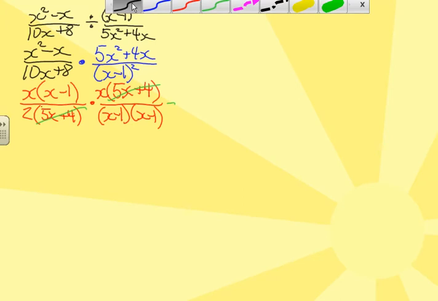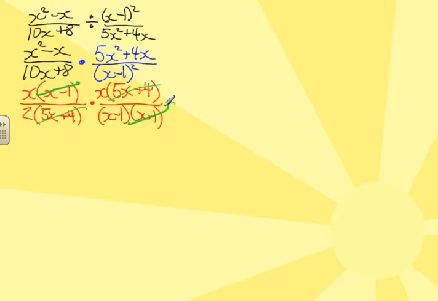Oh, wait a minute, I can cancel something out. I got an x minus 1 here on the top, and I can take one of the x minus 1s off the bottom. Not both, because I've only got one on the top, so I can only take one off the bottom. Let's write down what we've got left. On the left-hand side, I've got an x on the top, and I've got a 2 on the bottom. On the right-hand side, I've got an x on the top and an x minus 1 on the bottom.